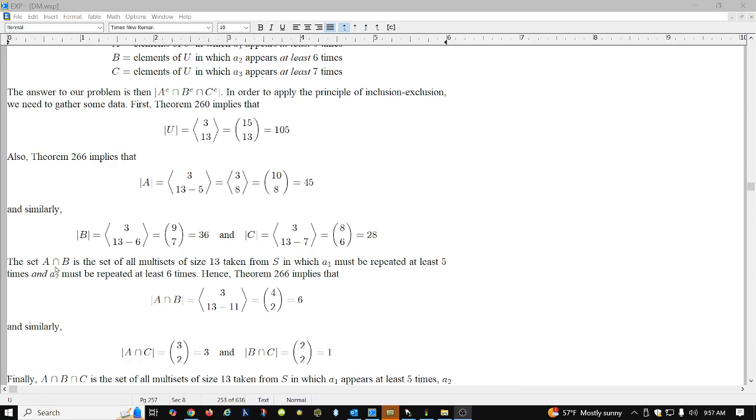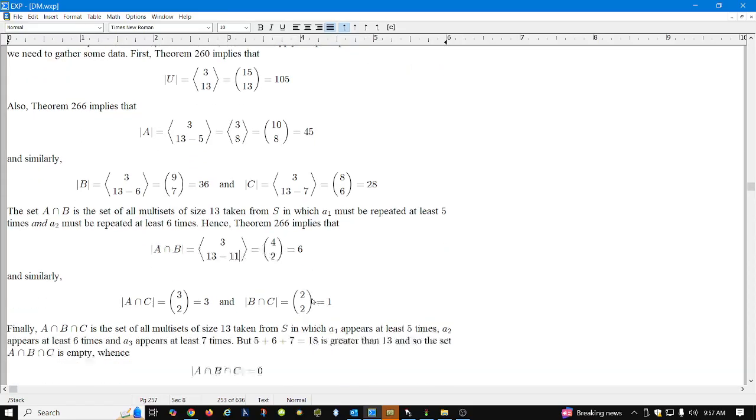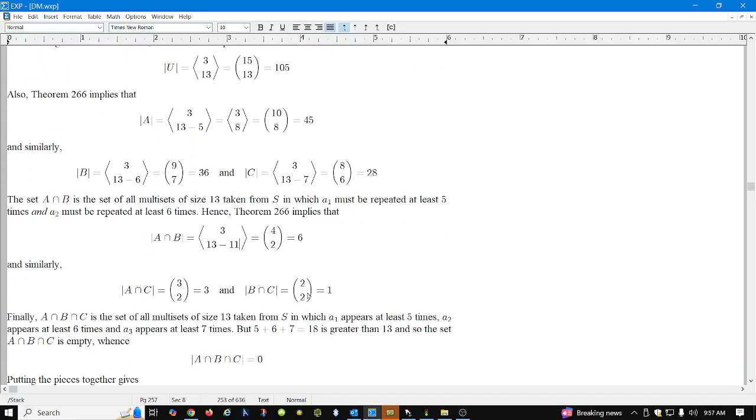The intersection A intersect B is the set of all multisets of size 13 taken from S in which A1 has to appear at least 5 times and A2 has to appear at least 6 times. So we have two lower bounds, 5 and 6. Subtract the sum of the lower bounds, subtract 11, comes out to be 6. Same thing with the other two intersections.